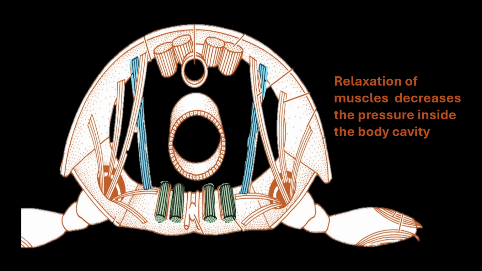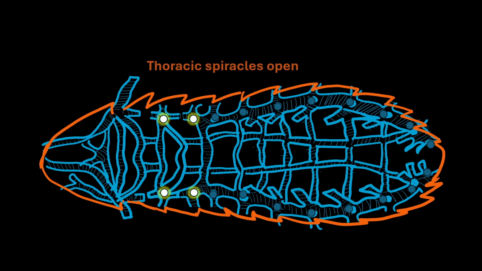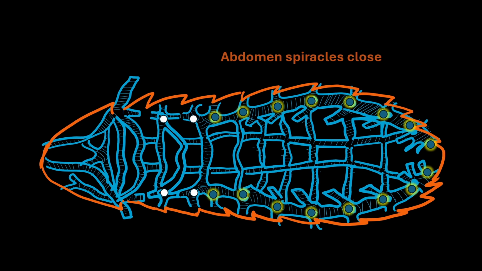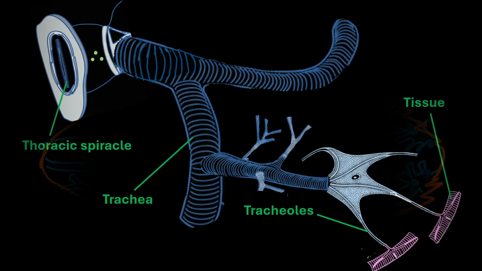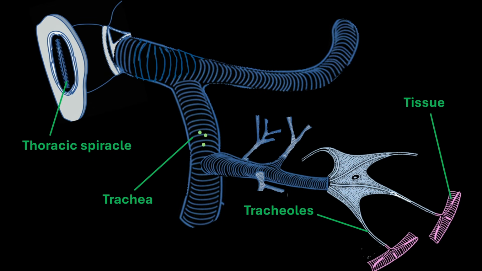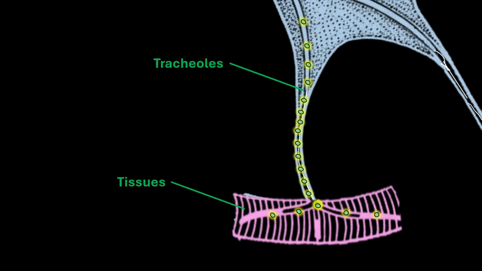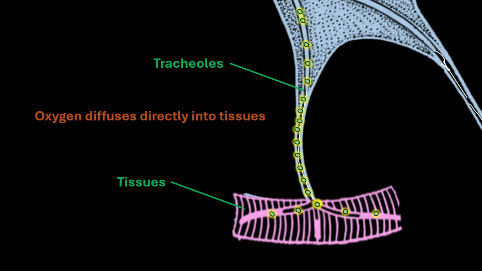Because of this drop in internal pressure, the thoracic spiracles open while the abdominal spiracles stay closed. As a result, the air rushes through these thoracic spiracles. Then it travels to the trachea and finally it reaches the tracheoles. The oxygen level in the tracheoles is now higher than the surrounding tissues. So, the oxygen diffuses directly into the tissues. No need for blood to carry it. Very simple and efficient process.